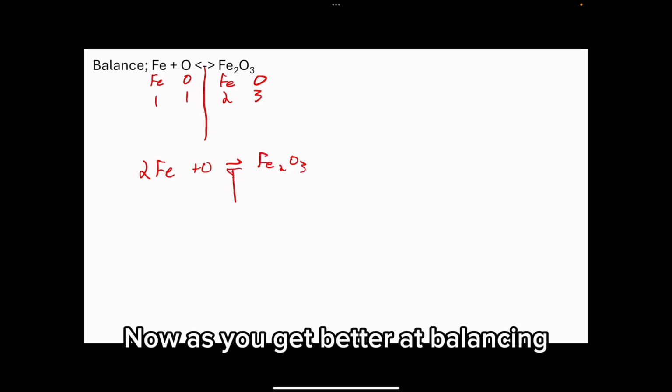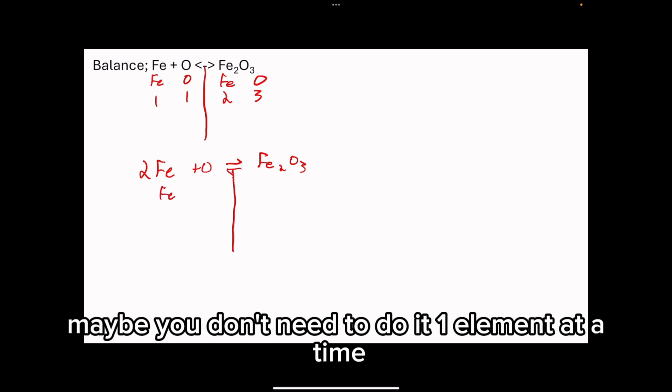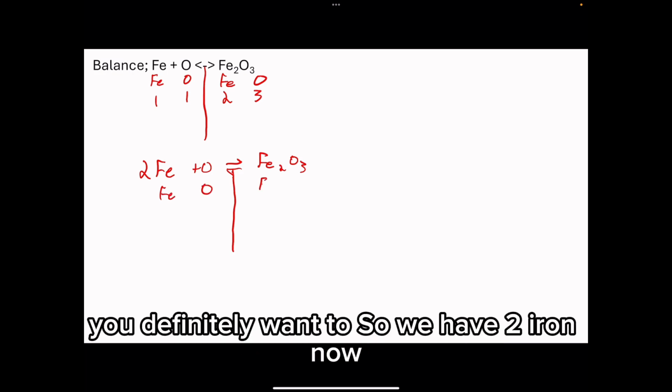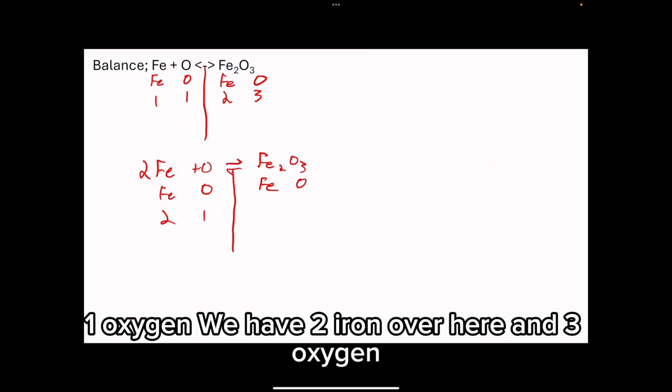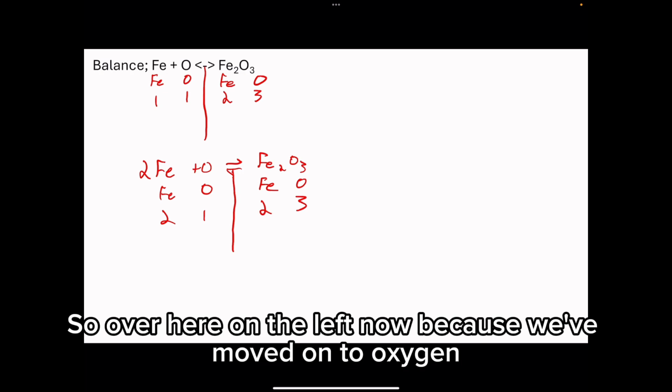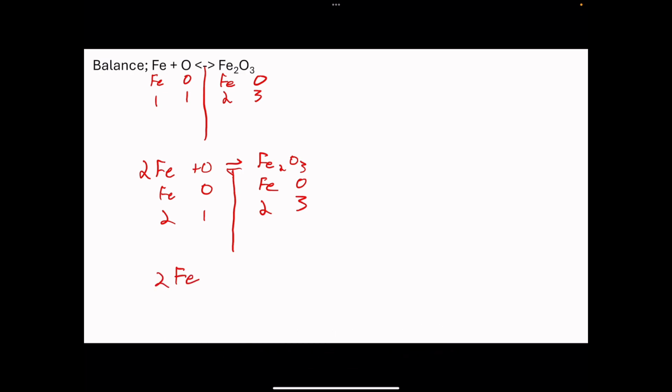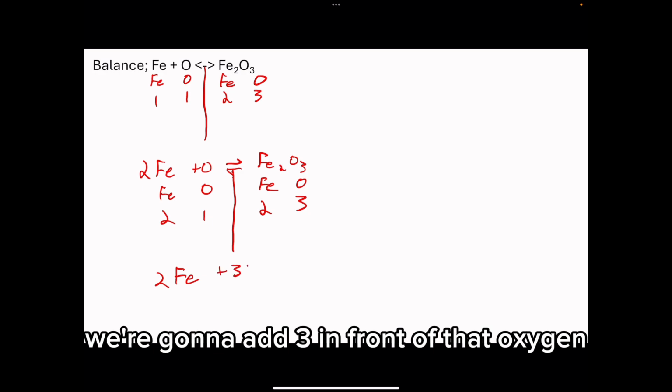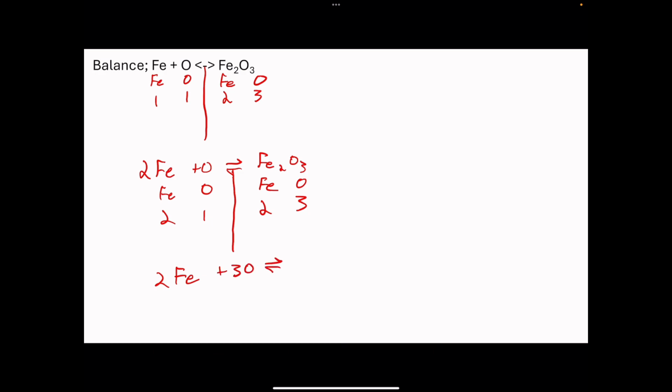Now as you get better at balancing, maybe you don't need to do it 1 element at a time, but if you're just starting off, you definitely want to. So we have 2 iron now, 1 oxygen. We have 2 iron over here and 3 oxygen. So over here on the left, now, because we've moved on to oxygen because we've solved iron, we're going to add 3 in front of that oxygen.